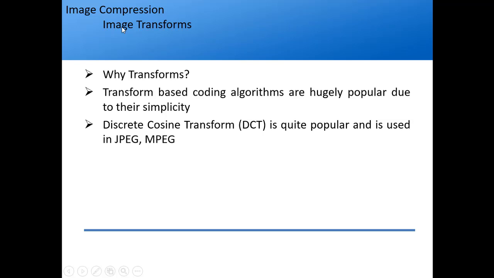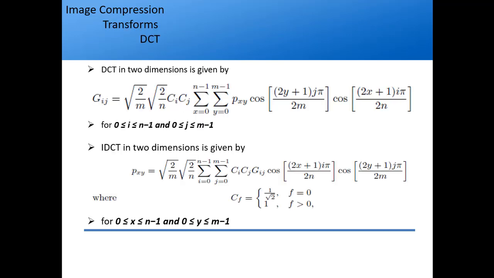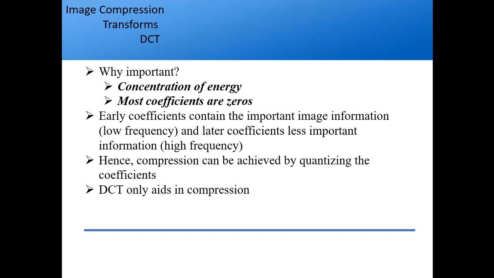In the same way, we have the discrete cosine transform, DCT, and its inverse, which is called the inverse discrete cosine transform, IDCT. And where is it used? It is used in JPEG and MPEG. The discussion of today's lecture is mainly JPEG. These were the formulas for DCT. So why is DCT important? For image compression, because of concentration of energy, and most coefficients are zeros. That is, we don't have to transmit them. That is one of the important aspects of DCT.